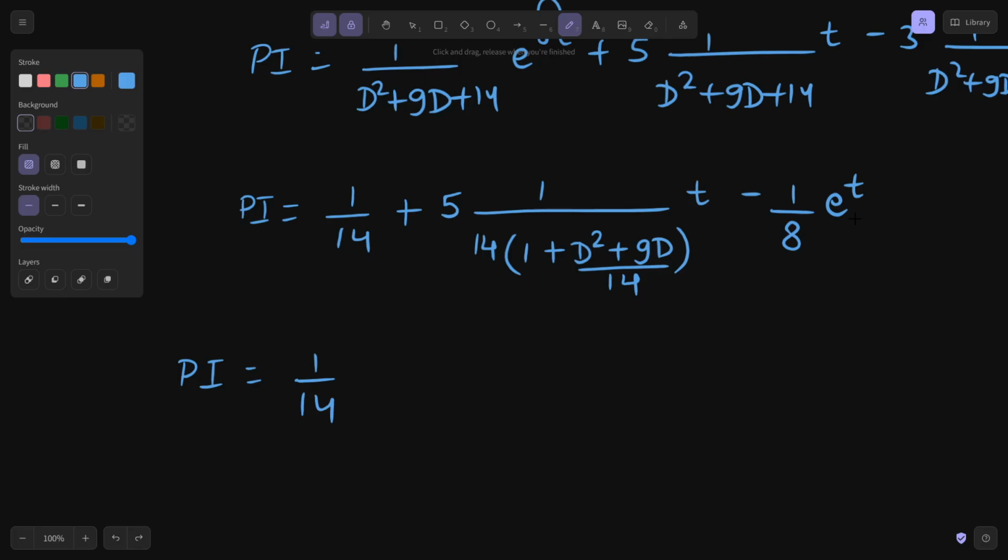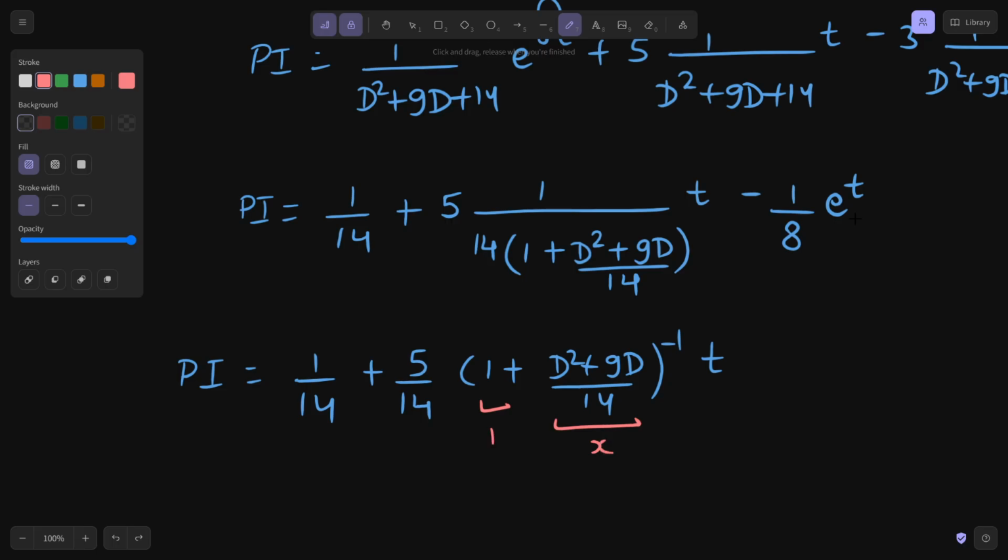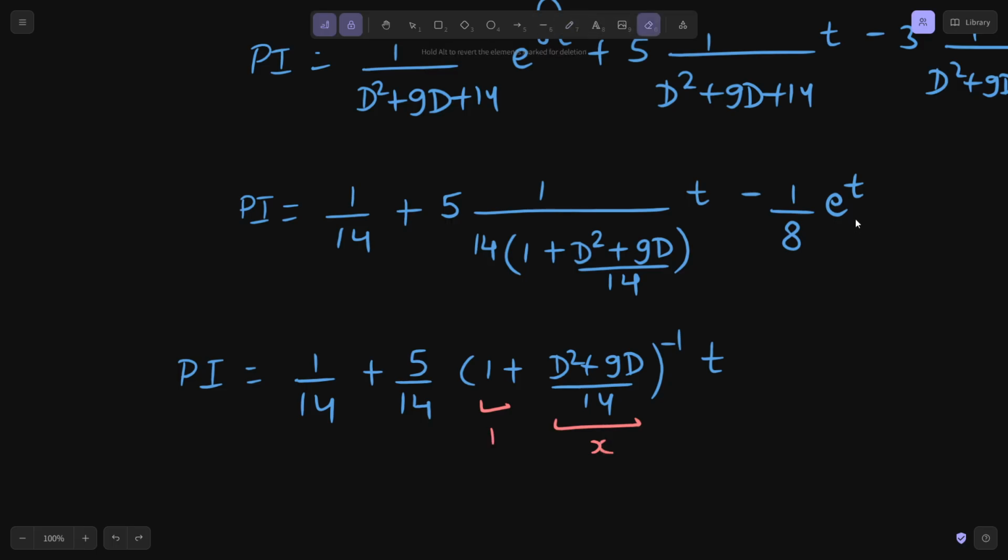Now here this 5 by 14 can be written like this, and this entire thing can go up as 1 plus D square plus 9D by 14, power minus 1, operating on t. Now this is playing the role of 1, and this is playing the role of x. So this is nothing but 1 plus x power minus 1.